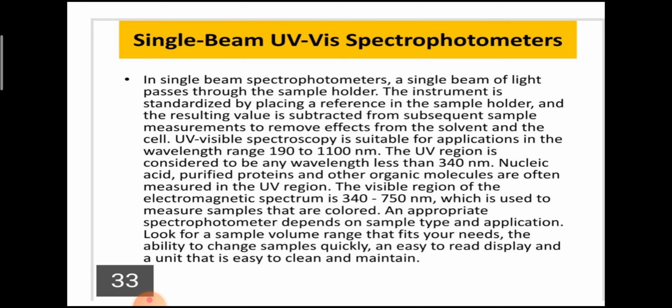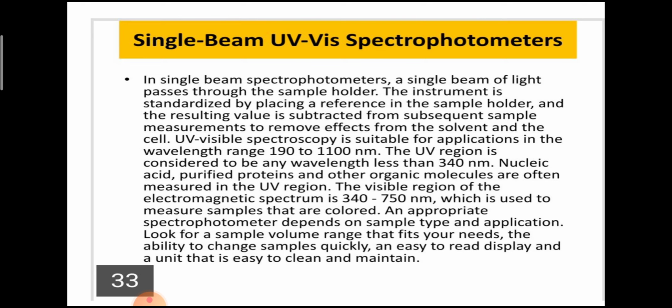In single beam spectrophotometers, a single beam of light passes through the sample holder. The instrument is standardized by placing a reference in the sample holder, and the resulting value is subtracted from subsequent sample measurements to remove effects from the solvent and the cell.